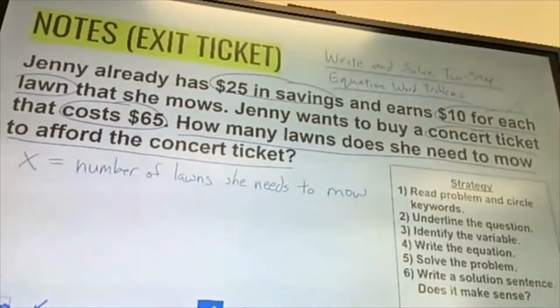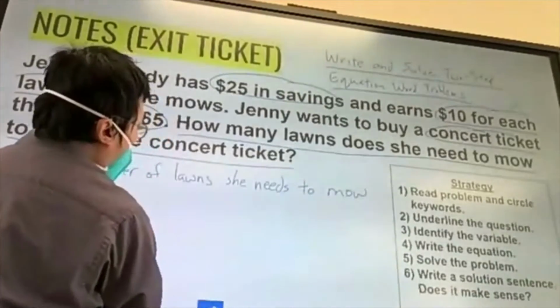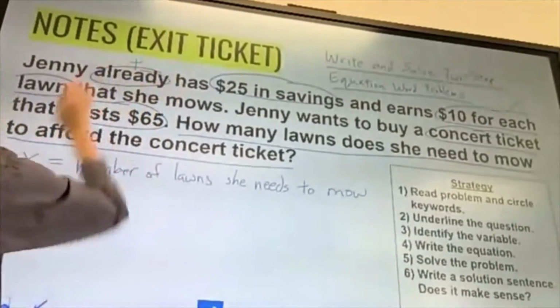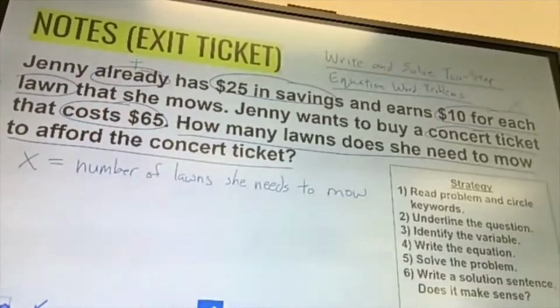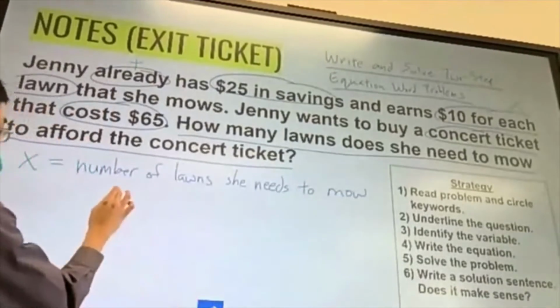Already, yeah. What does already mean? Addition. Okay. So already means adding. Let me circle that keyword also. We can do that. So we know this problem involves addition and multiplication. Okay. So we know it involves addition.